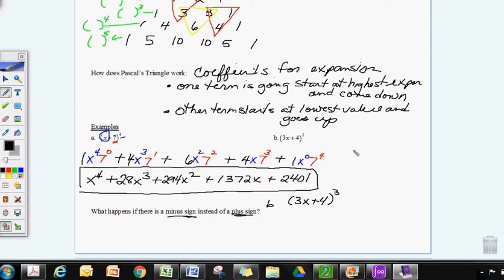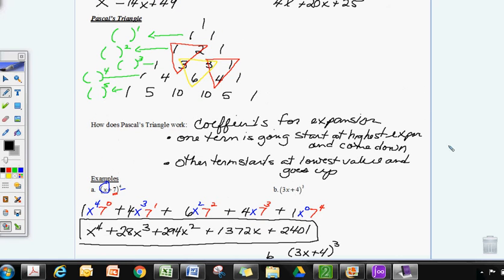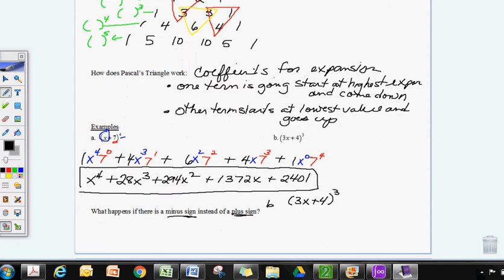I do know 3 to the 3rd is 27. That gives me 27x to the 3rd. That's my first term. I know 3 squared is 9. 9 times 3 is 27. 27 times 4 is going to be 108. And that would be x squared.